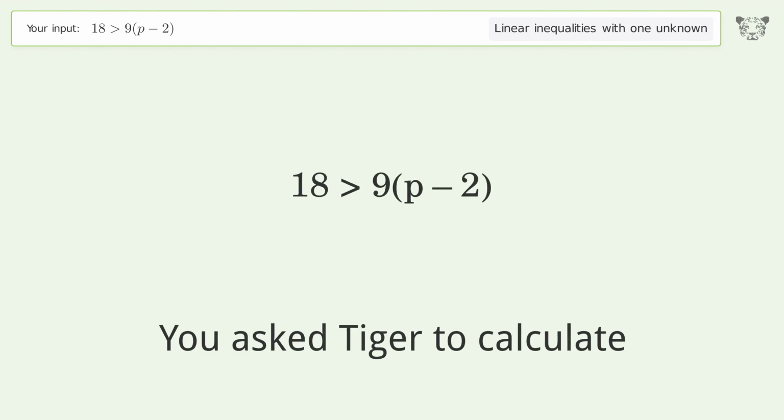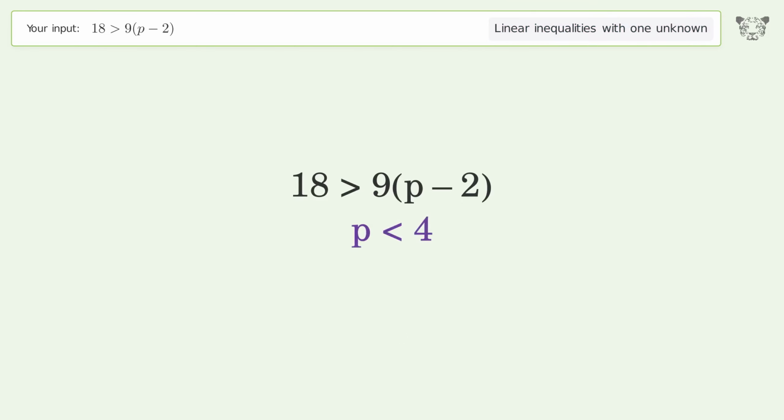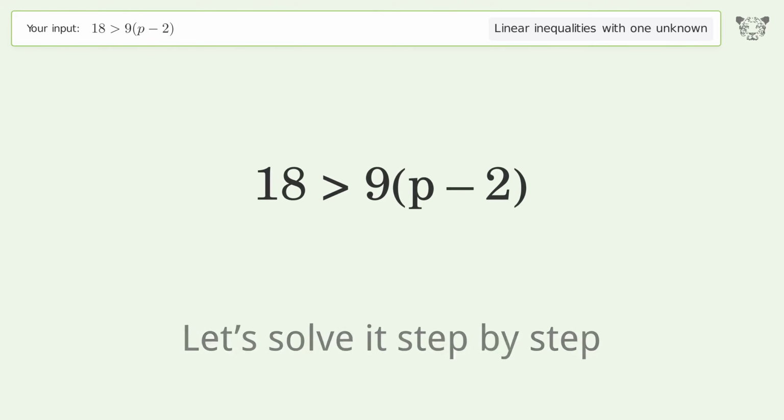You ask Tiger to calculate. This deals with linear inequalities with one unknown. The final result is p smaller than 4. Let's solve it step by step.